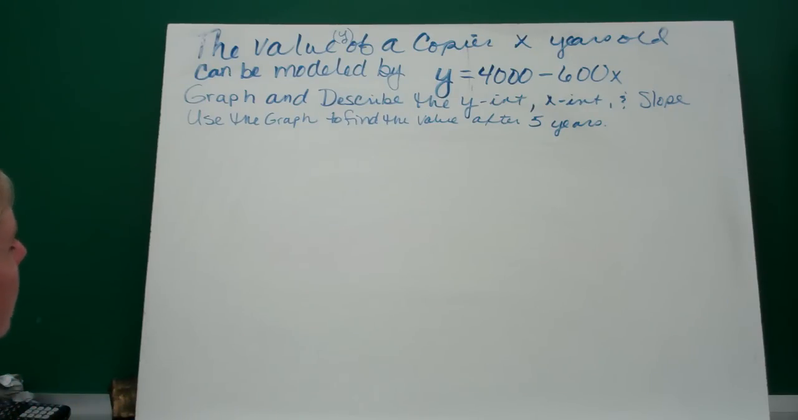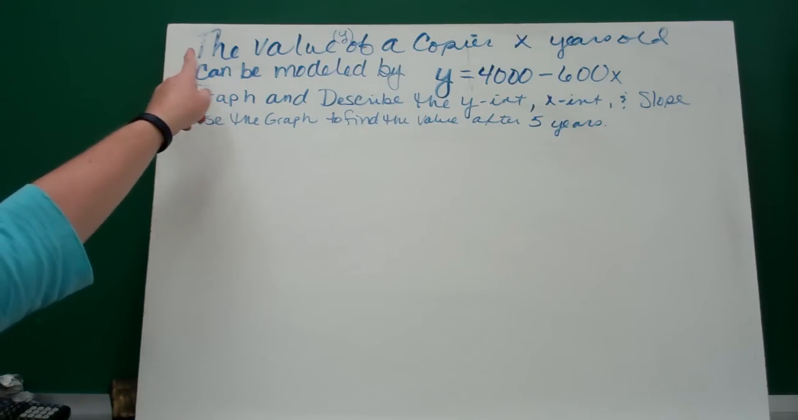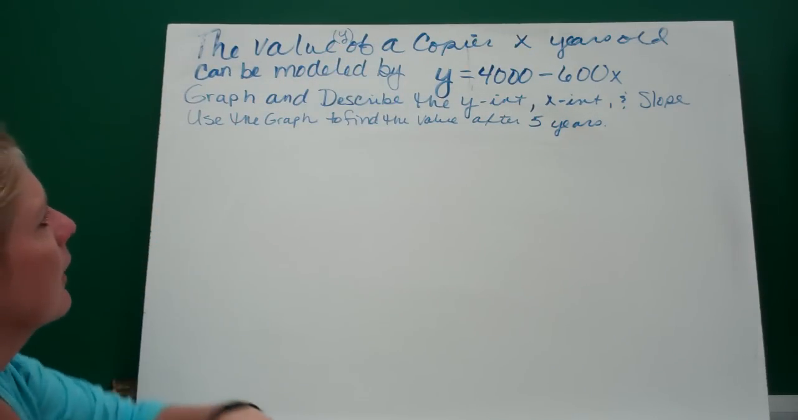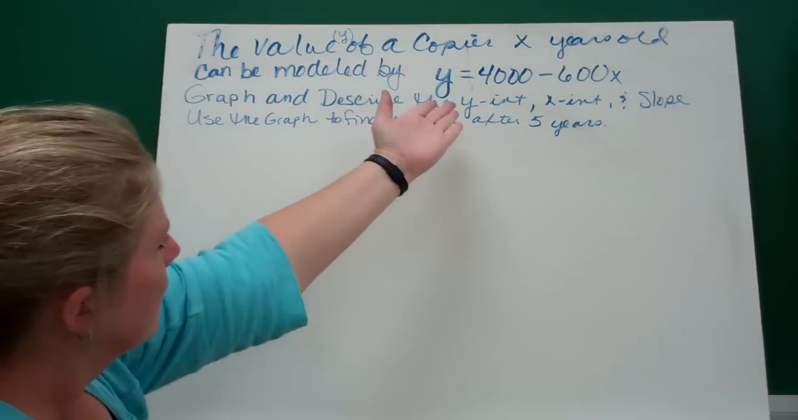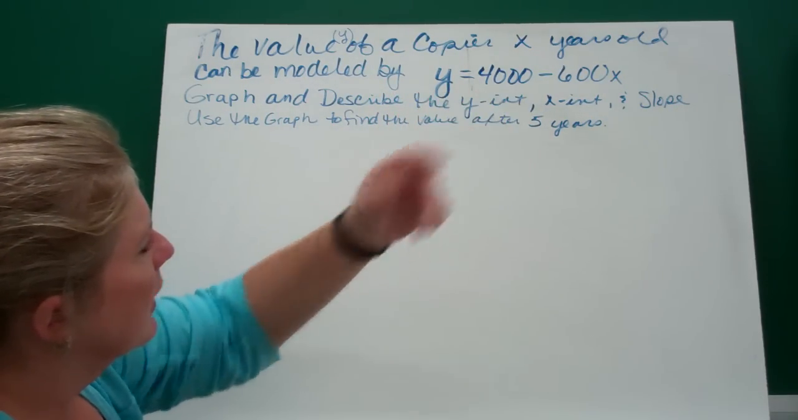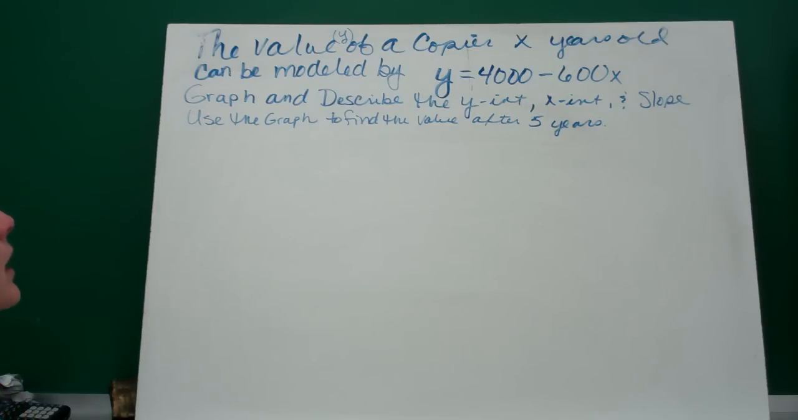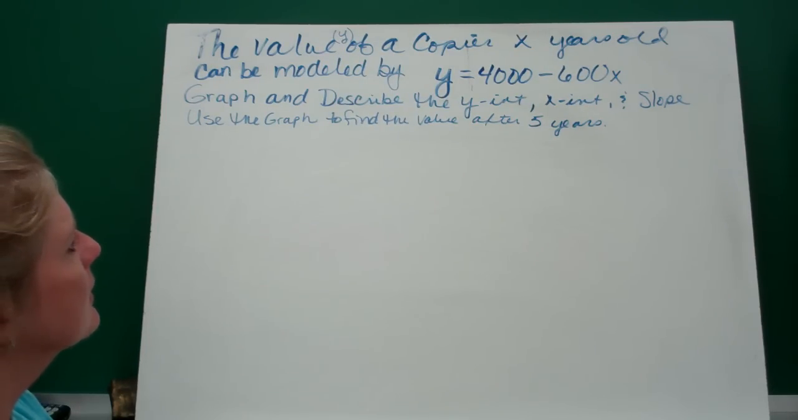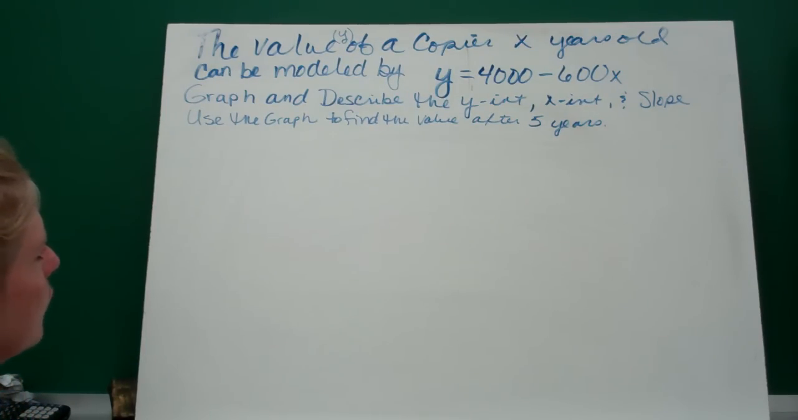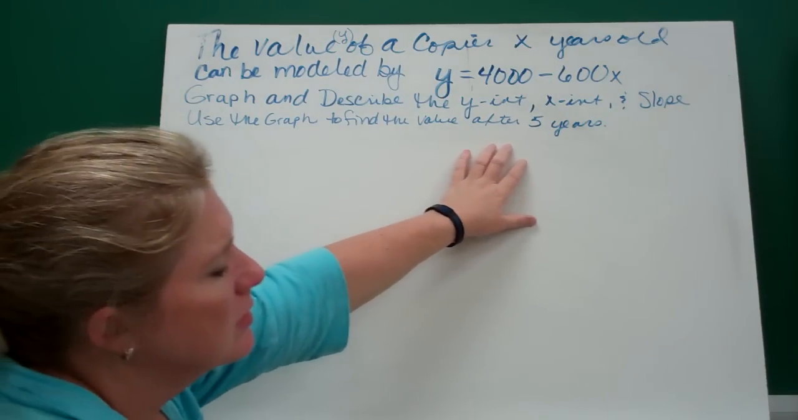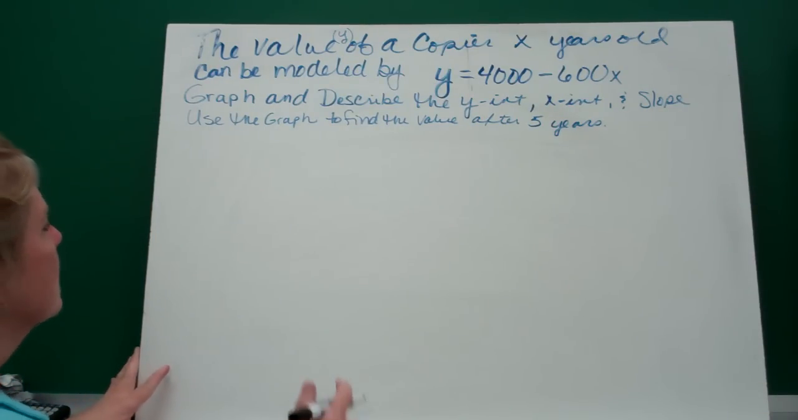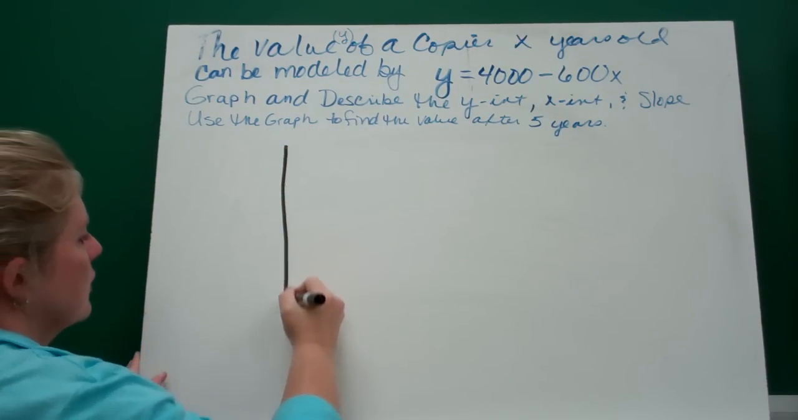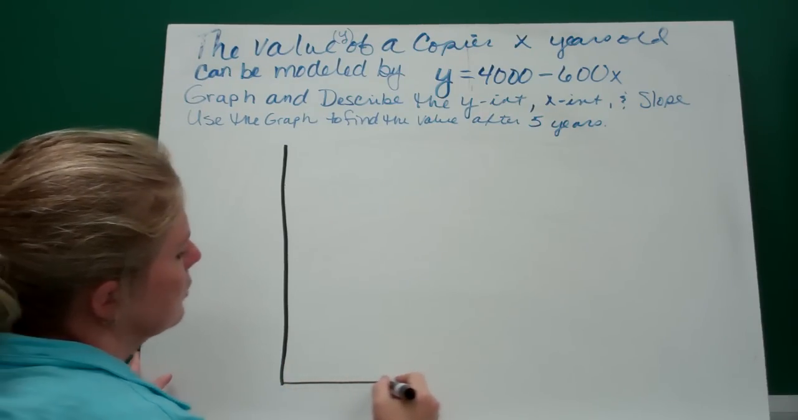All right, fun stuff. The value y of a copier that is x years old can be modeled by y equals 4,000 minus 600x. Graph and describe the y-intercept, the x-intercept, and the slope. Use the graph. We're not going to use this graph because my graph is not going to be that accurate. But if you're using your own graph, it should be pretty good.